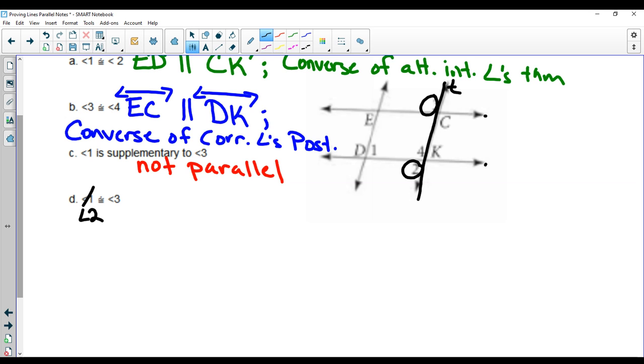Okay? So we got to think back to Monday and Tuesday. What was the relationship between same side exterior angles? And we said they're supplementary, which means they add to 180 degrees. Is that the same thing as saying they're congruent? No, it's not. All right? This information does not match our relationship. Okay, so these would not be parallel.